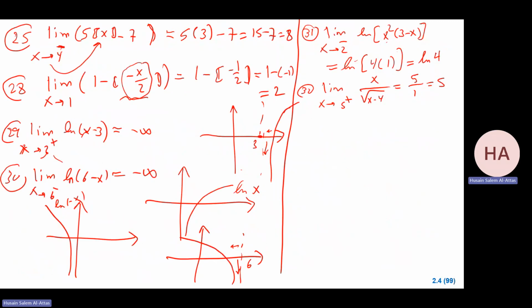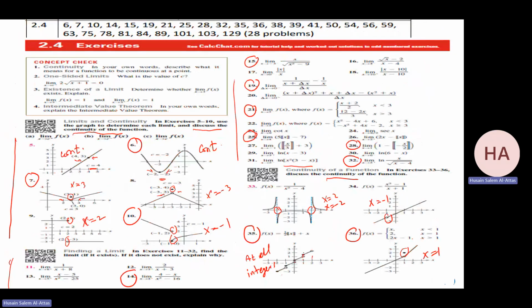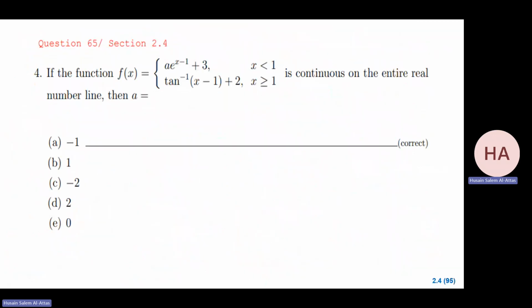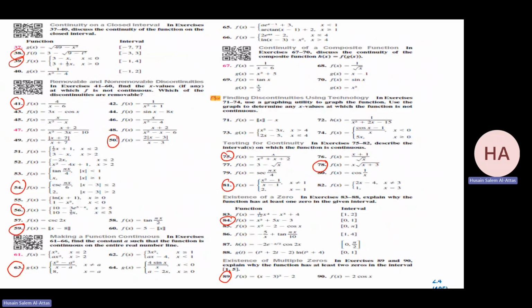Let me continue doing these problems. 38. This is the graphs. 38, they want what? 37 to 40. They want to discuss continuity in the closed interval. But as we agreed to discuss the continuity in the closed interval, I need to check the inside interval, and then I check the one for minus 3 from right and the 3 from left, the continuity things. So I will do 38 and 39.